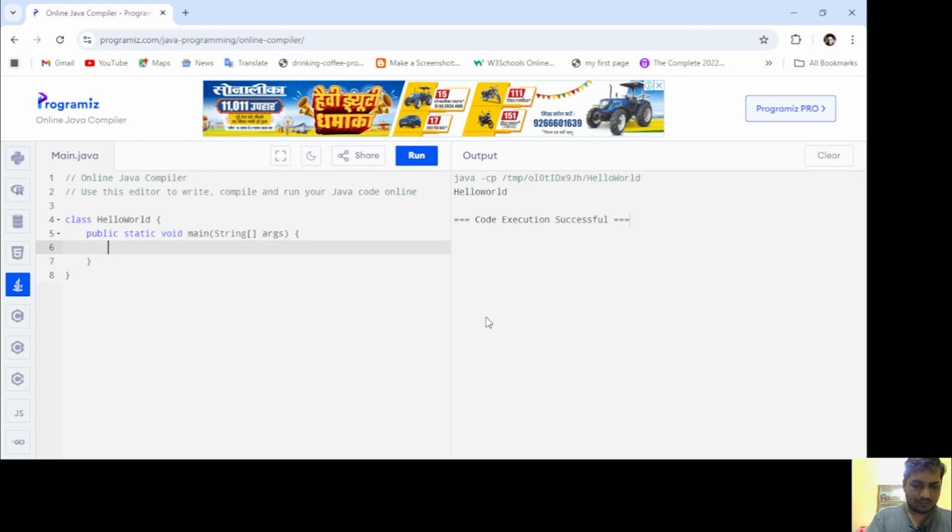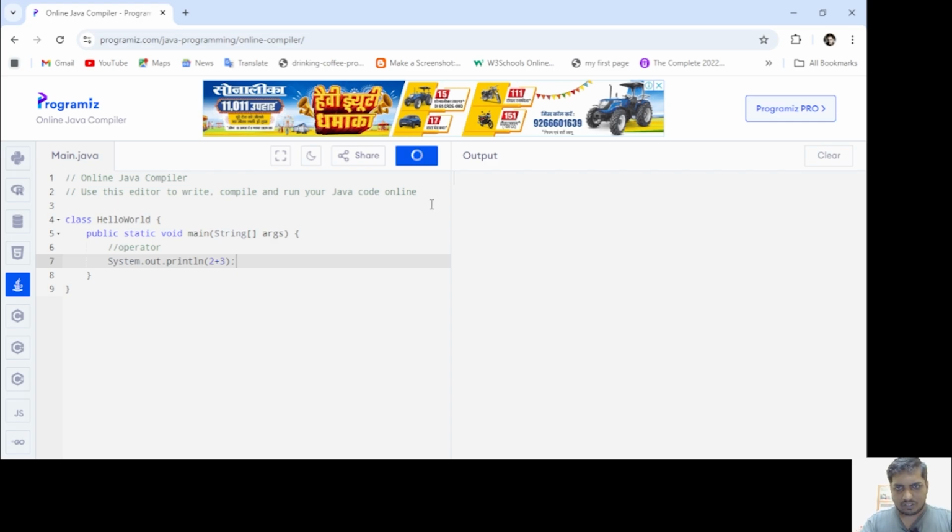Here we talk about operators, and here we use system.out.println. Here, 2 plus 3. This is the addition performed. Here the 2 and the 3 are what? Operands. Now if we run this program, it will give the positive integer value, that is 5.